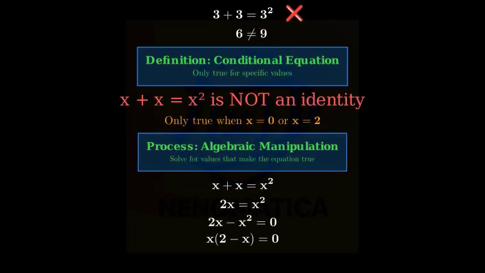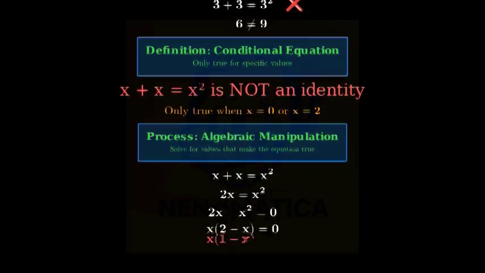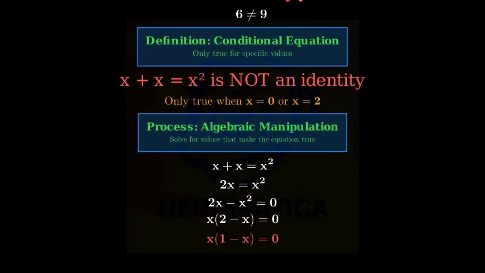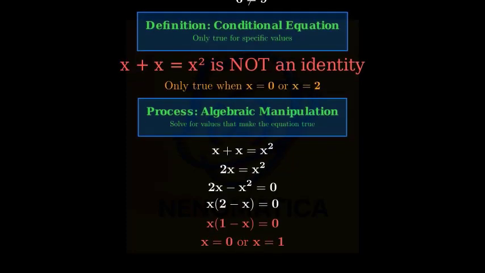Factoring this expression, we get x times 2 minus x equals 0, which simplifies to x times 1 minus x equals 0. Therefore, either x equals 0 or 1 minus x equals 0, meaning x equals 1. Wait, there's a mistake in my calculation.